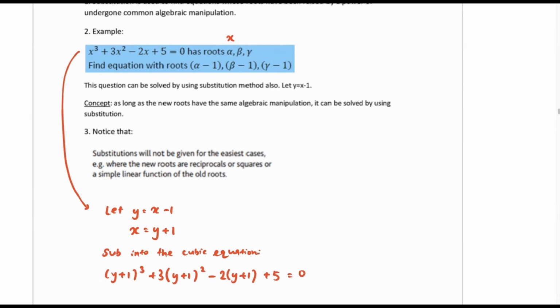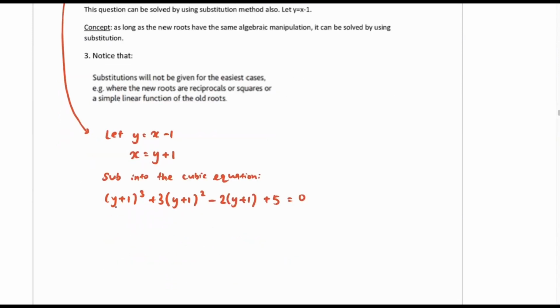And what we need to do here is just expand and simplify it, then we will get an equation, and that equation will be the answer. So let's expand this. I just write down a formula: a plus b to the power of 3 is a cubed, 3a squared b, 3a b squared, and then b cubed. This is the binomial expansion that we learned. So I use it: y cubed, 3y squared, and then 3y, followed by b cubed. One cubed is just one.